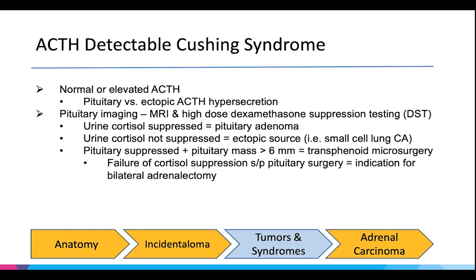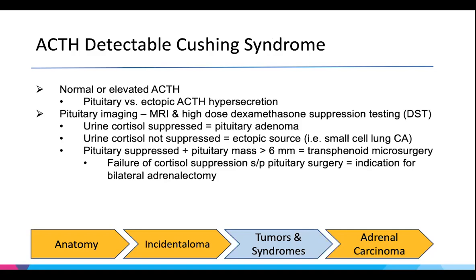When you have normal or elevated ACTH, this points towards a pituitary or ectopic ACTH hypersecretion. You're going to want to get pituitary imaging, MRI, as well as more biochemical testing like a high-dose dexamethasone suppression test. With that high-dose suppression test, if you have urine cortisol levels that are suppressed, this would point towards a pituitary adenoma. If it is not suppressed, this would point to an ectopic source that's not responding to the dexamethasone that should be suppressing it, which would point towards small cell lung cancer.